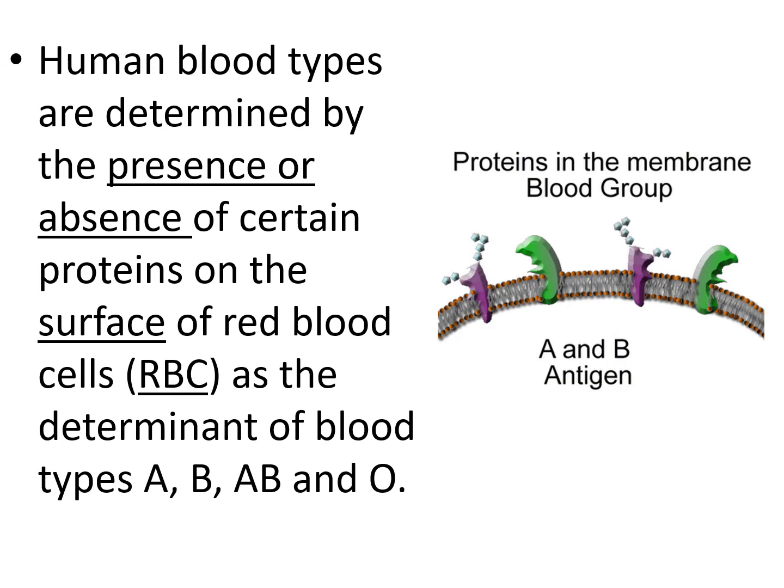So human blood types are determined by the presence or absence of certain proteins on the red blood cells. This is why we would have A blood, B blood, AB blood, or O blood. The other ones are blood alleles, which can be A, B, or O. But these are the actual types of blood that you would have.